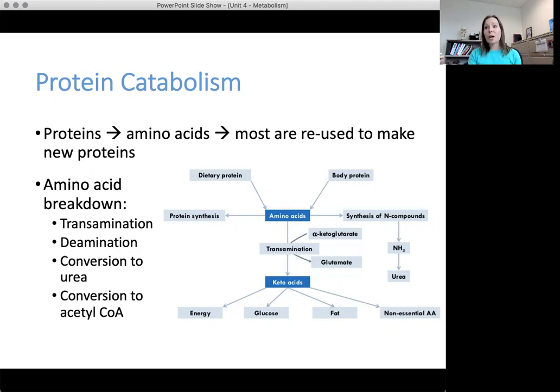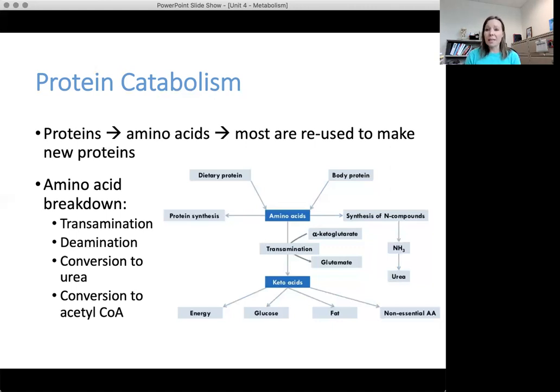What's left of the amino acid, because remember, you removed the amine group to form ammonia, but what's left of it becomes acetyl coenzyme A. And then remember that acetyl coenzyme A can enter the Krebs cycle. That's the molecule that does enter the Krebs cycle. And it can be broken down to make ATP.